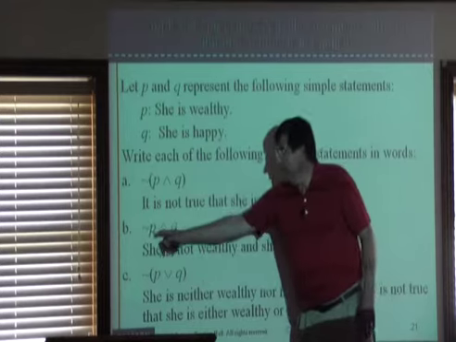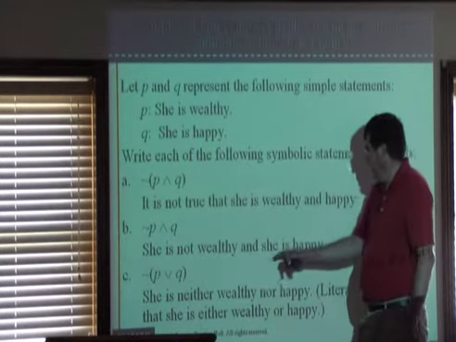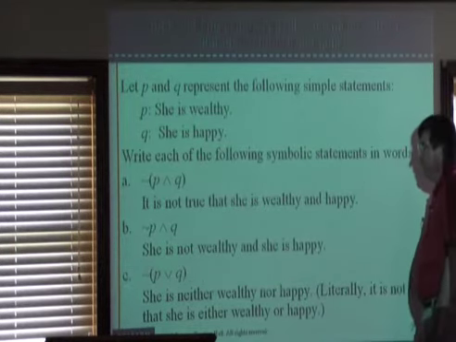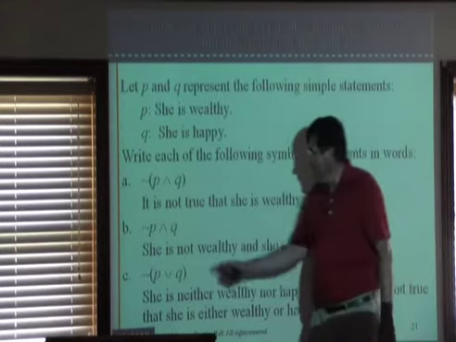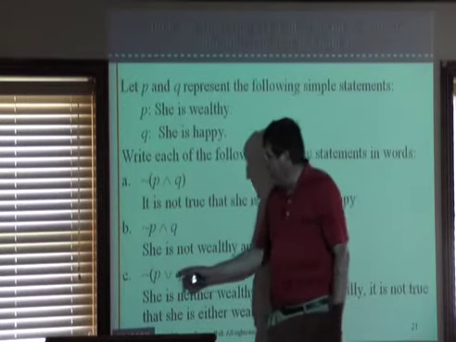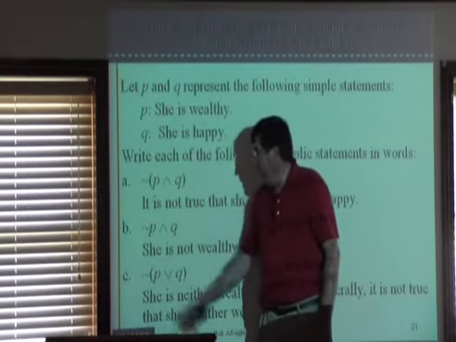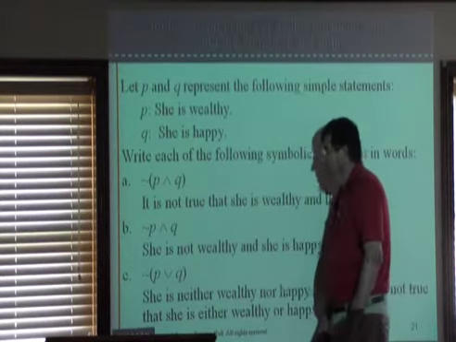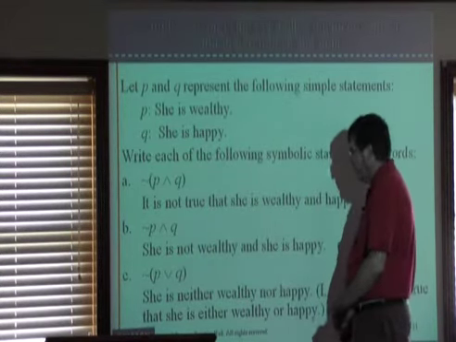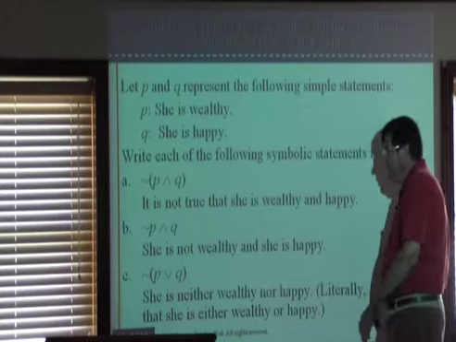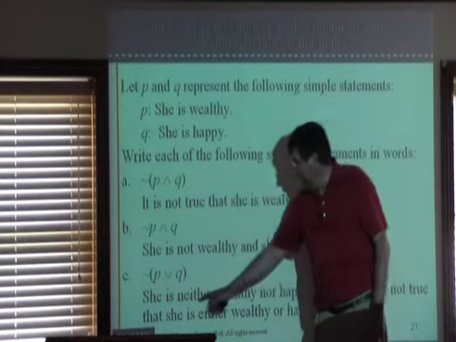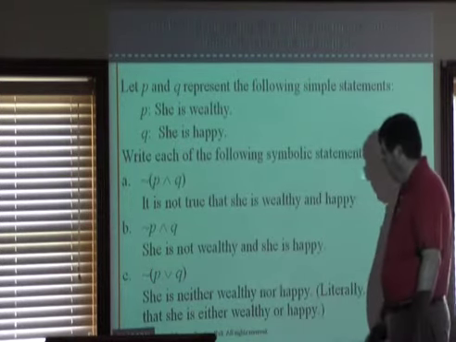Again, just the left side. She is not wealthy and she is happy. Okay? How would I say this? How much of the statements P and Q are affected by that negation there? Both of them are. So you could say it is not true, or in this case, she is neither wealthy nor happy.